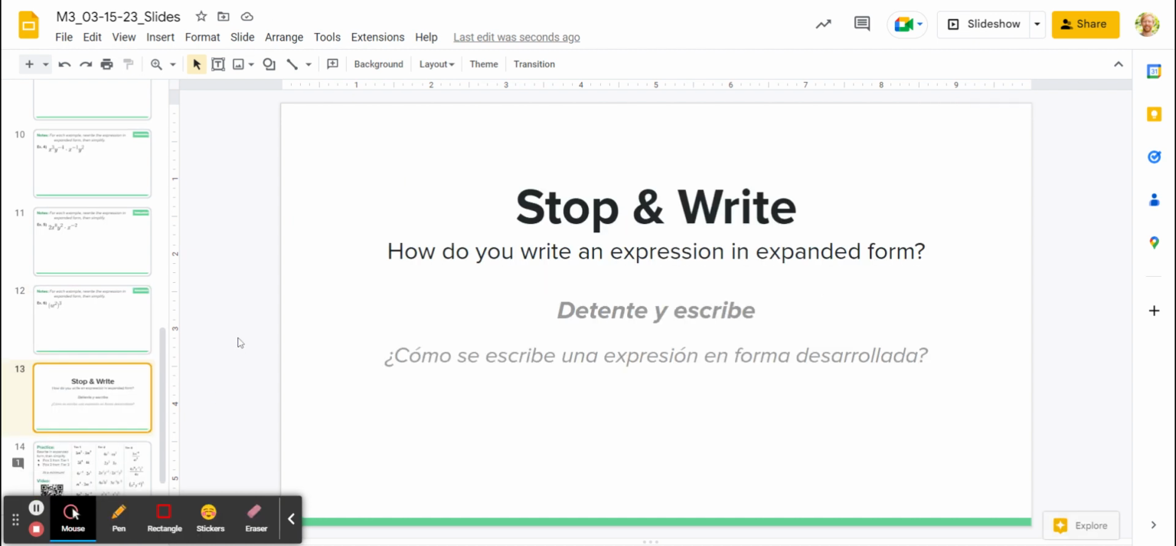All right, and to close out our notes here, let's just quickly jot a summary in our own words down at the bottom of our note sheet. How do you write an expression in standard form or in expanded form? And remember that this should be in your own words so you can look back on it later and remember exactly what we did here.